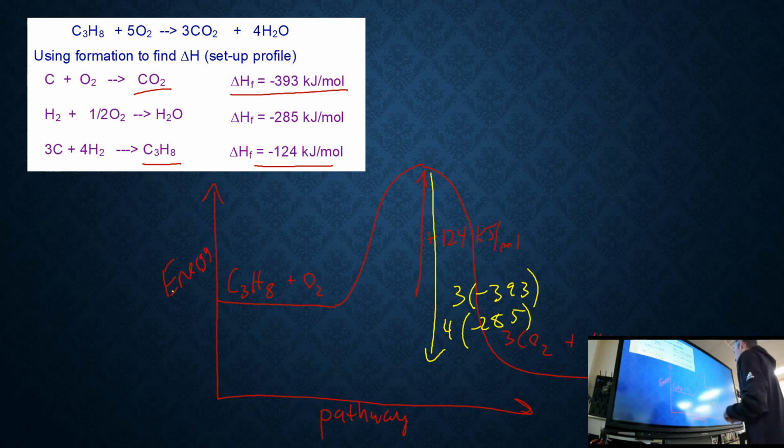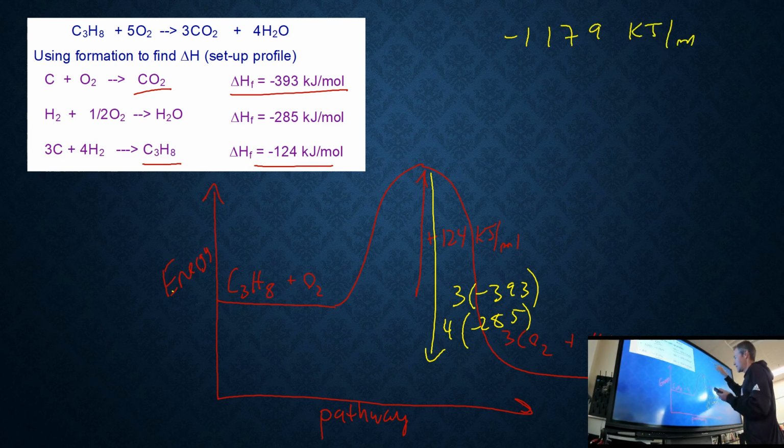So that is our product side, and red is our reactant side. We're going to add up those net numbers. So we have 3 times 393, negative 1179 kilojoules per mole. And for water, 4 times 285, negative 1140 kilojoules per mole. And then for our propane, it's only 1 mole, so positive 124 kilojoules per mole. Wait, what do we get?